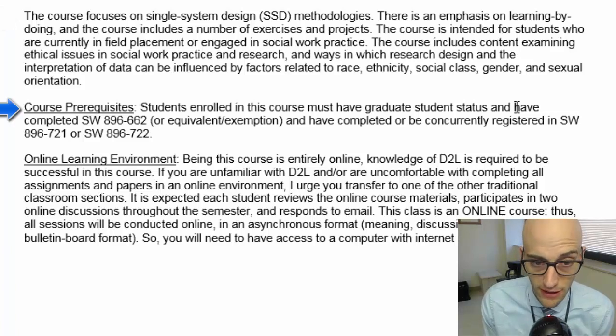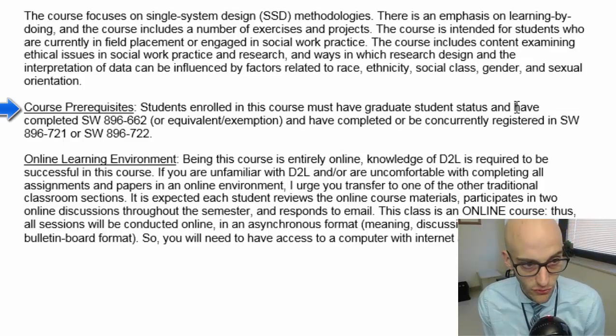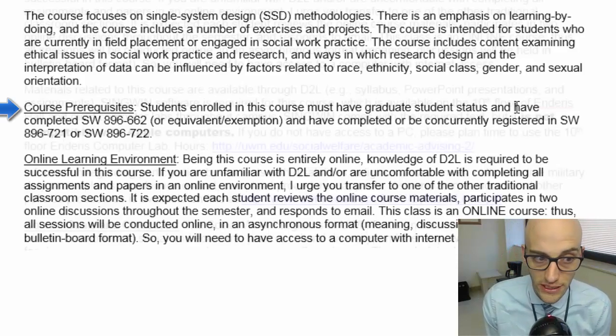So some of the course prerequisites: students enrolled in the course should have graduate student status and have completed 662 or the equivalent. If you have questions about this, I would recommend contacting your academic advisor, as they'll be able to help you figure all this stuff out. But you should have also completed or be concurrently registered in Social Work 721 or 722.